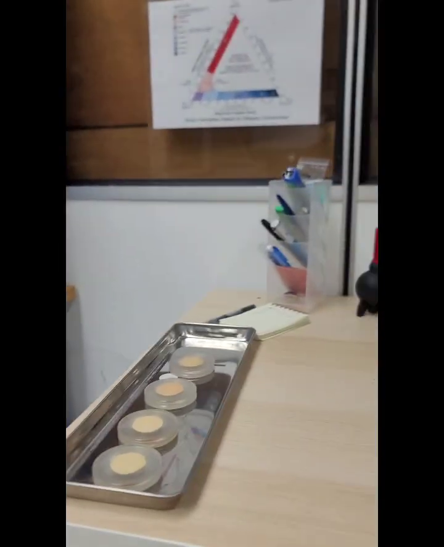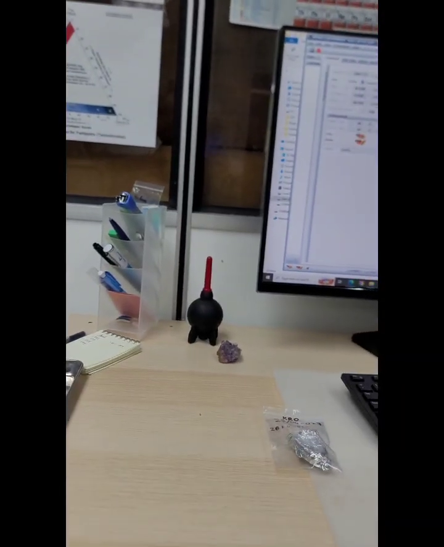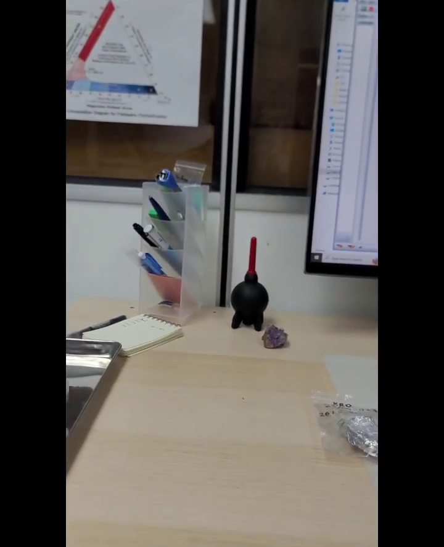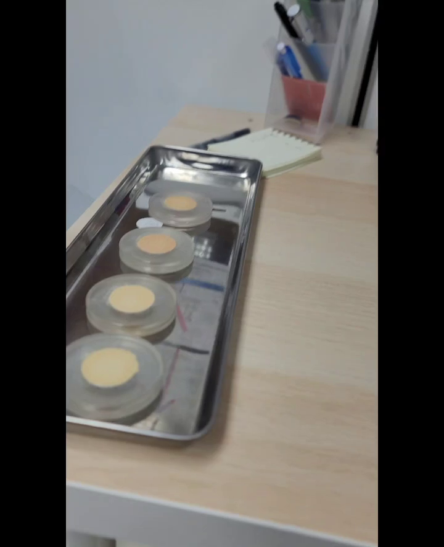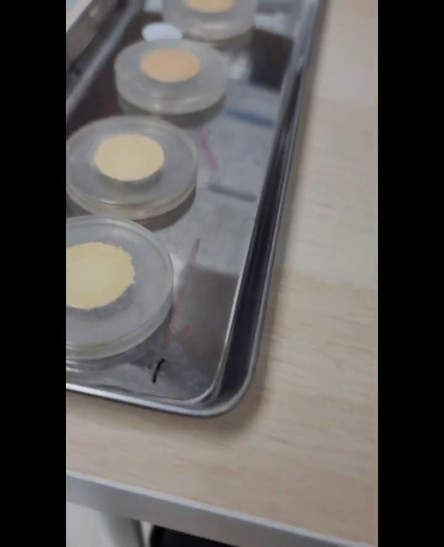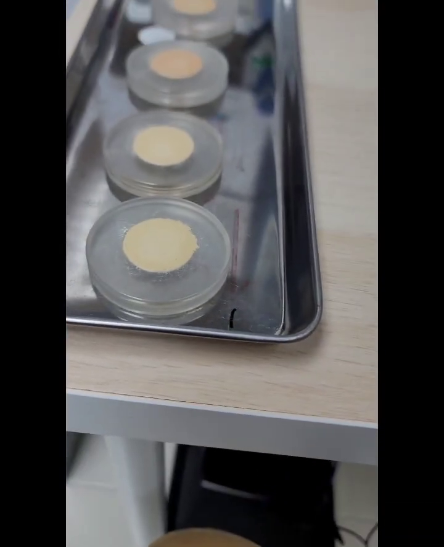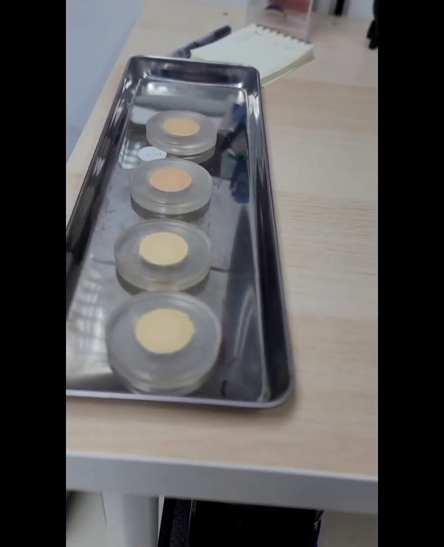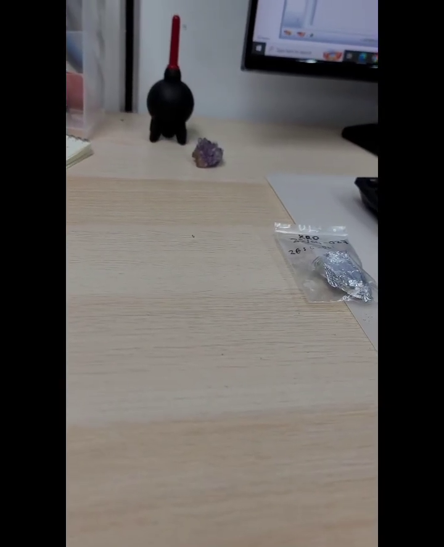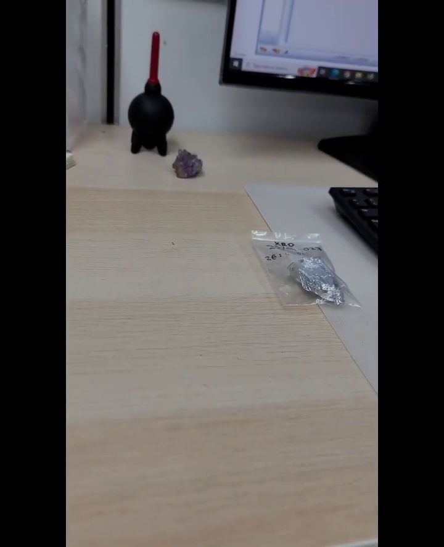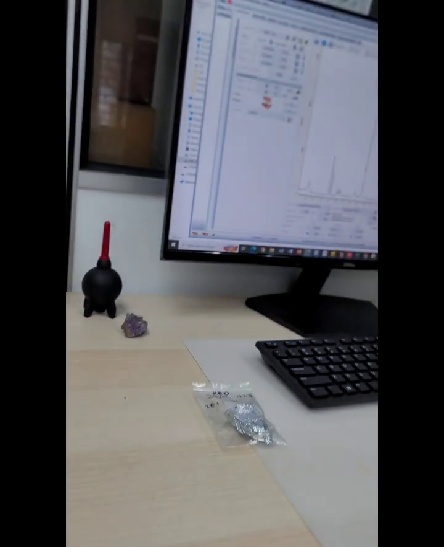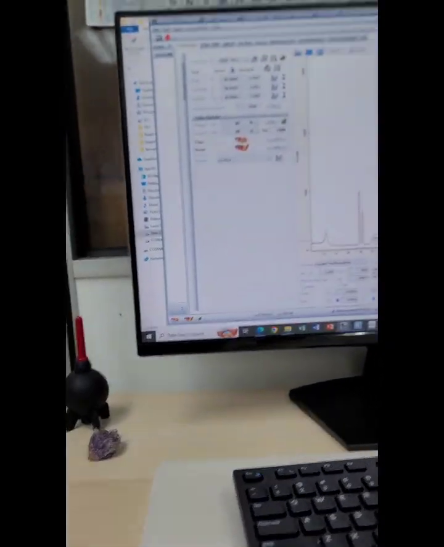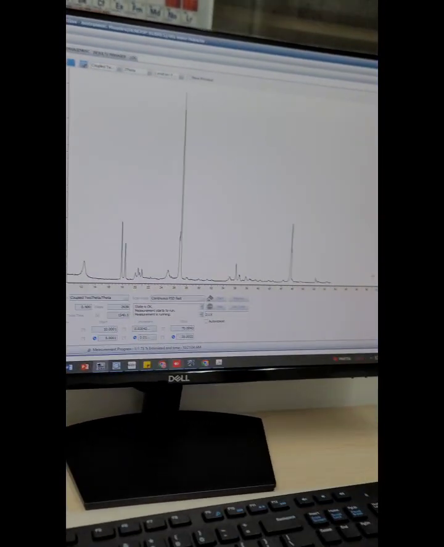As you know, for XRD you should prepare the sample and place it on this holder. The sample should be a solid or a powder, and sometimes you can also place a semi-solid or semi-liquid sample. Okay, I will show you this chart of the spectra for XRD.